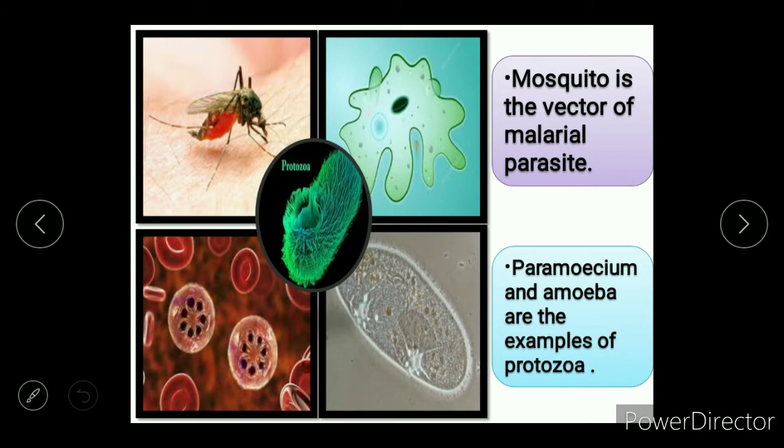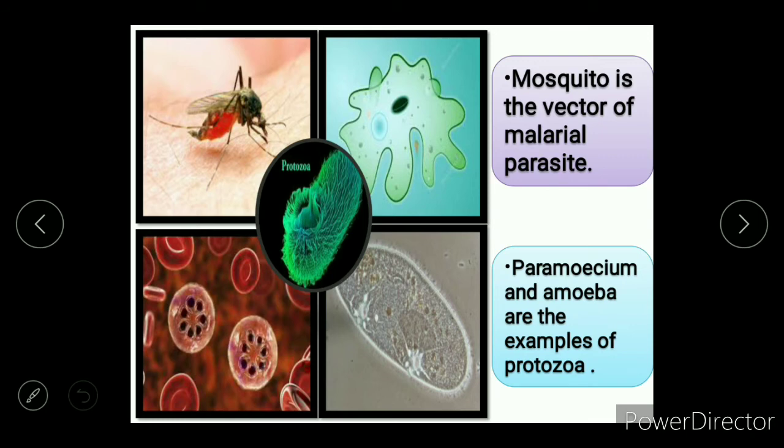A female mosquito, called Anopheles, that is affected by protozoa sucks the blood of a human, and a little bit of protozoa, that is malarial plasmodium, comes inside the human body, goes to the liver and makes copies of itself and makes the person affected with malaria.